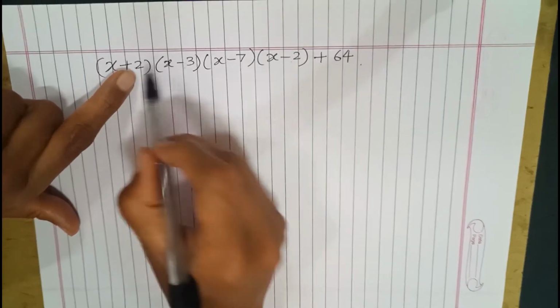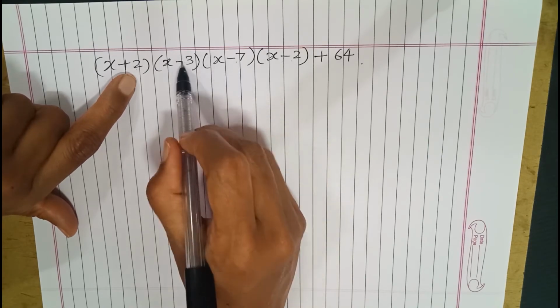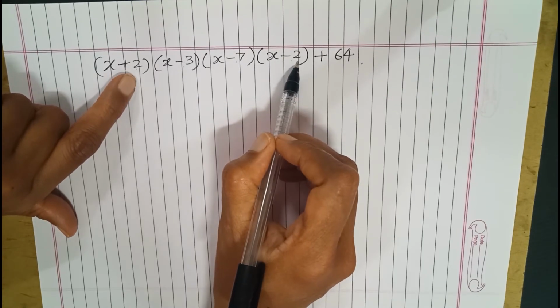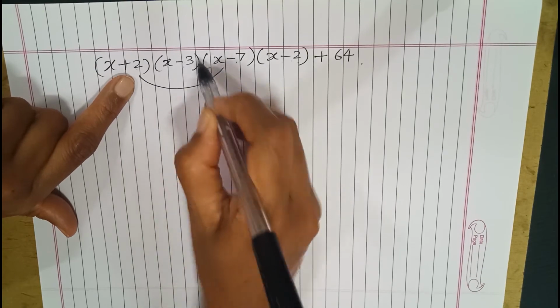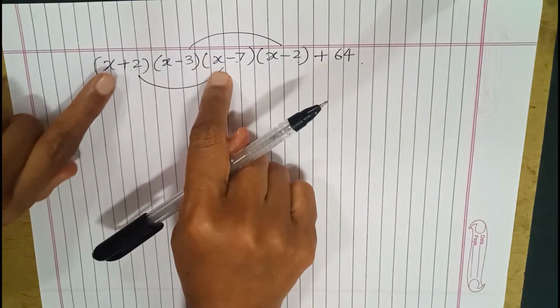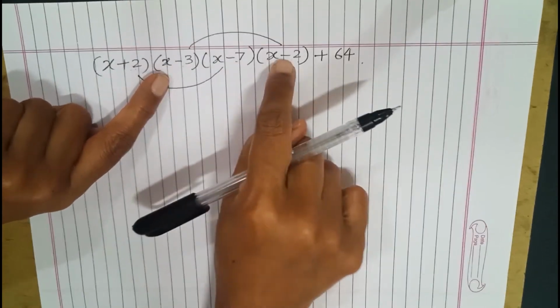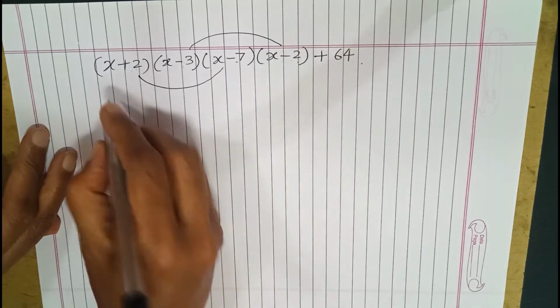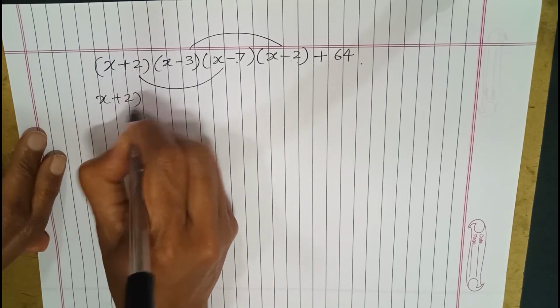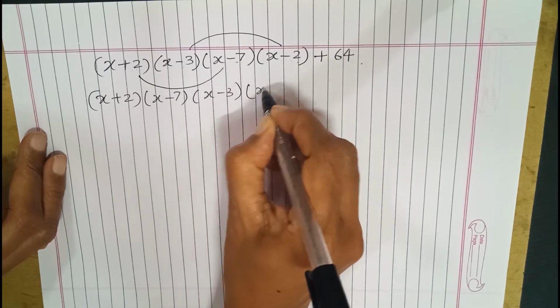Let's go to the third one. Plus 2 and minus 7 is minus 5. Minus 3 and minus 2 is also minus 5. So you see we can form a pair like this. Plus 2, minus 7, first and the third bracket, is giving me minus 5. Second and fourth bracket is also giving me minus 5. Minus 3, minus 2 is minus 5. So I'm taking these two brackets, first and the third one together, second and the fourth one together.